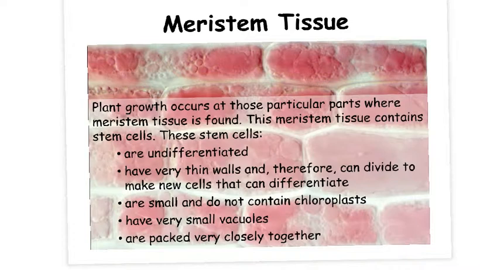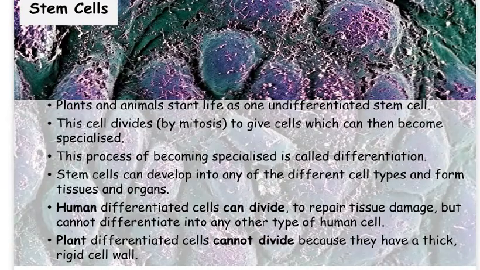Differentiated plant cells cannot divide due to their thick rigid cell wall, so plant growth occurs at particular parts where meristem tissue is found. Meristem tissue contains stem cells which are undifferentiated, have very thin walls, are small and do not contain chloroplasts, have very small vacuoles, and are packed closely together.